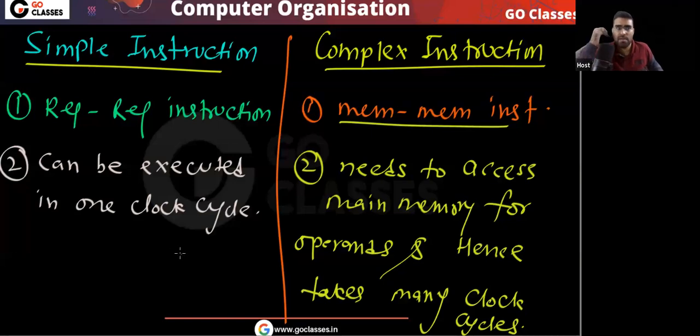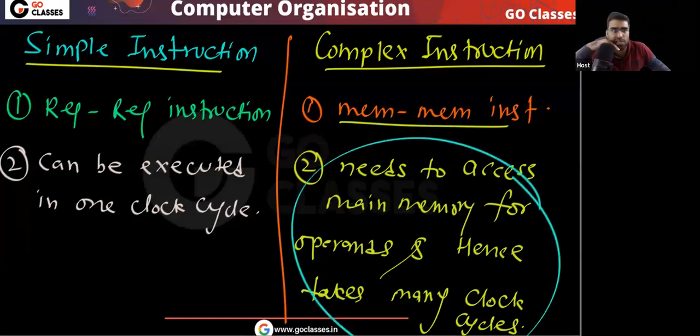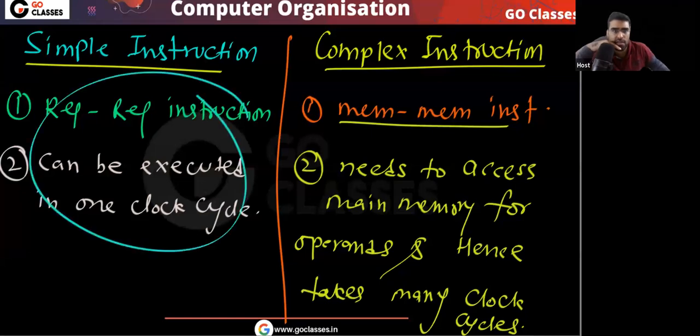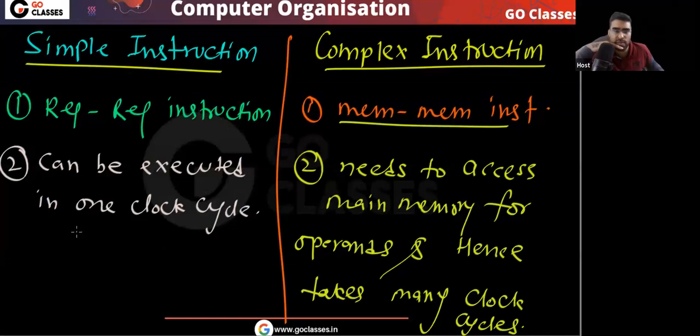Now you tell me one thing. It will take many clock cycles, so execution time will be more. It will take only one clock cycle, so execution time will be less. So will this be used in RISC or CISC? These simple instructions, will they be used in RISC or CISC?